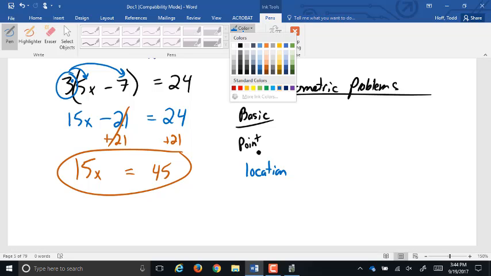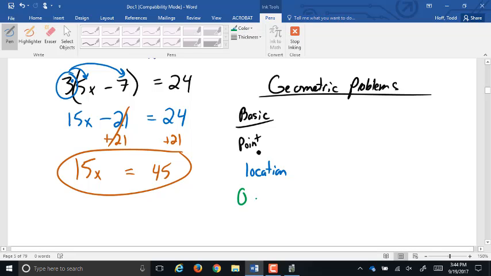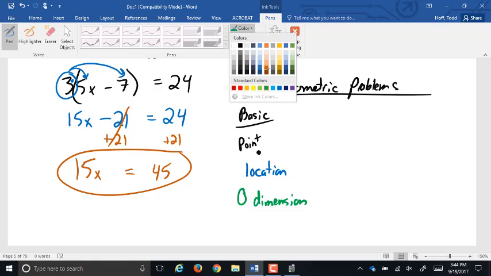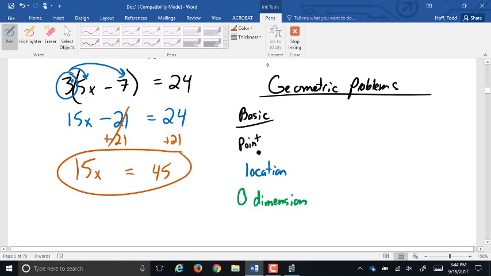It has what we would call 0 dimensions. A dimension is a direction in which it can be measured or a direction in which it can move. That location or that point, however, is used to construct everything else in geometry.